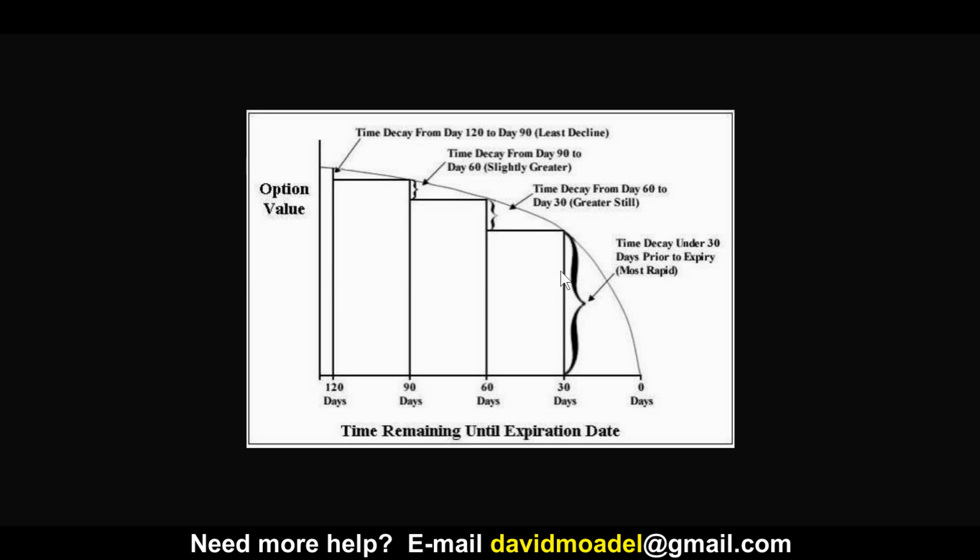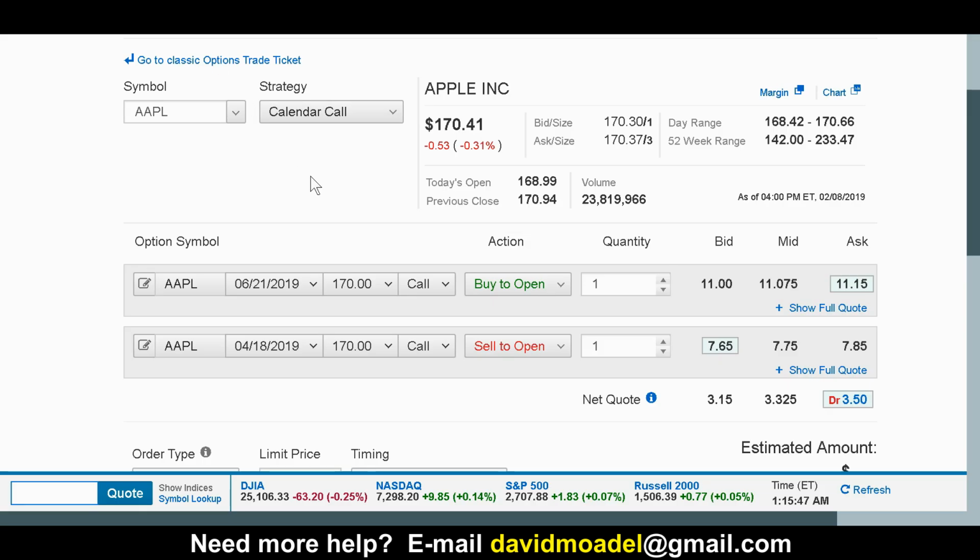All right, so that's kind of how it works, and you could do it with puts as well. If these were both puts, then again, you would still be hoping Apple just stays at the money, just goes sideways, and then you would sell your short put, and then you'd still have your long put, and you would hopefully be able to sell that for more than you paid for the spread, for a profit. Hopefully, it doesn't always work out that way. Options are funny, but that's the idea. That's how people typically make money from calendar spreads.